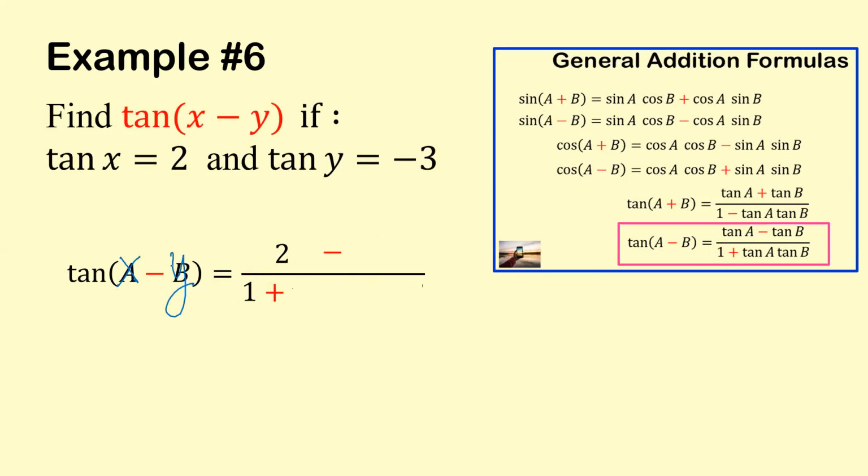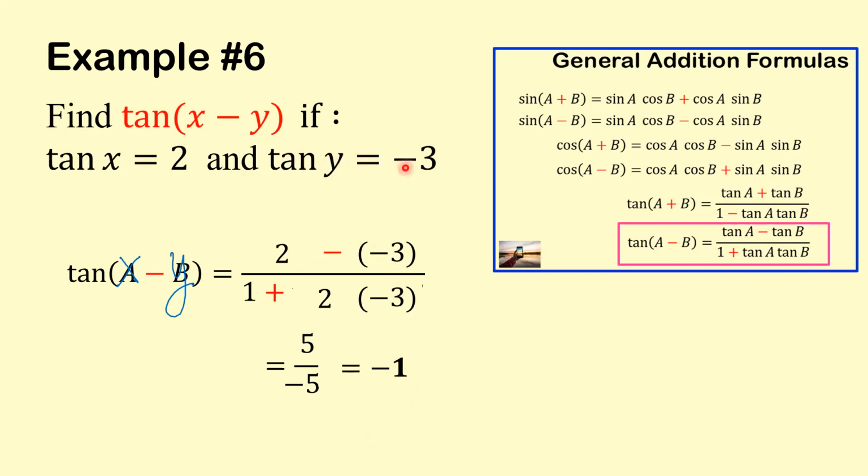Okay. So it should be 2 minus negative 3. Okay. We replace the tangent x by 2 and the tangent y by negative 3. Tapos dito sabi natin if we're subtracting these tangents, sa baba we're multiplying them. So multiply natin si 2 tsaka si negative 3 sa baba. Okay. So 2 minus negative will be 2 plus 3 which is 5. Tapos dito we have 1 minus 6 which is also negative 5, no? So 5 over negative 5 is negative 1. So tangent of x minus y is just negative 1.